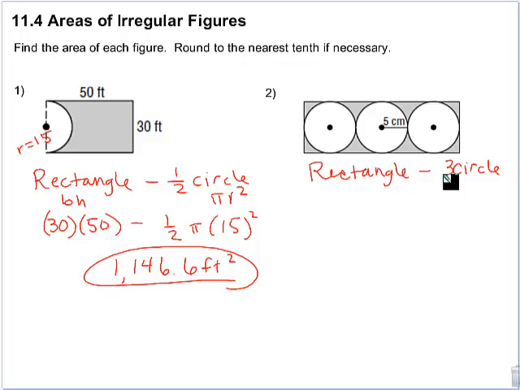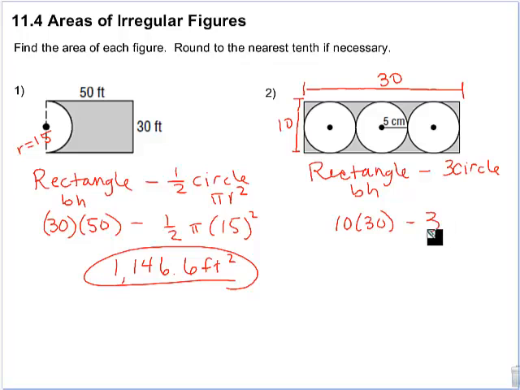So the area of the rectangle is base times height. So how are we going to find the base and the height? Each circle is 10. Okay, so the radius of this circle is 5. So that diameter would be 10. So it would be 10 by 30. So the rectangle would be 10 times 30 minus 3 pi r squared. So r in this case is 5. So pi times 5 squared. And there's 3 of them. Make sense?